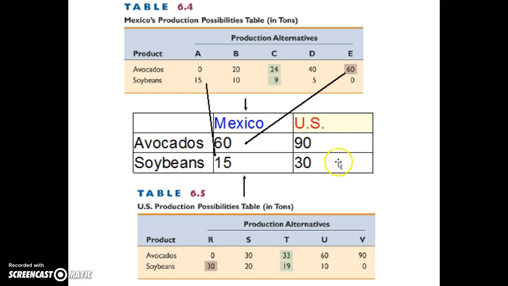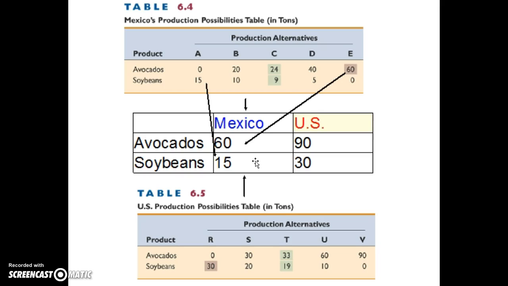Conversely, if we specialized in soybeans, we'd give up 90 units of avocados to get 30 units of soybeans, so the opportunity cost would be 3. Okay, you might want to pause for a moment to practice so you can calculate the opportunity cost for Mexico. Okay, the answer is if Mexico specializes in avocados, their opportunity cost is 1/4 of a unit of soybeans, and if they specialize in soybeans, their opportunity cost is 4 units of avocados.